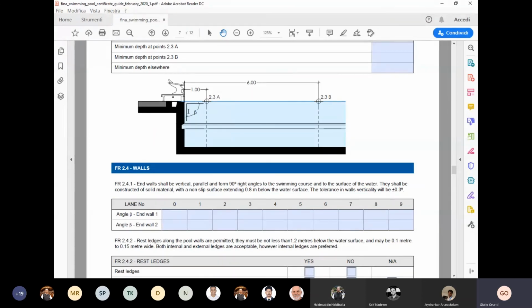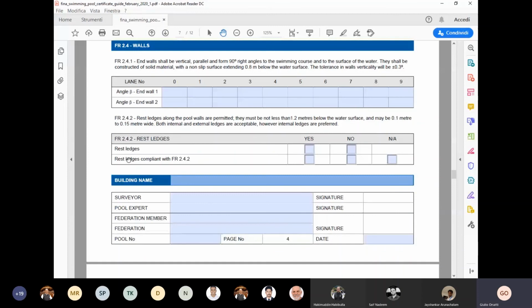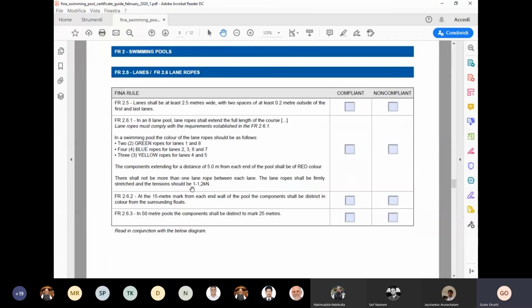As you saw earlier, we're measuring the length only on the center of the pool. So they need other measurements to make sure that the whole vertical wall is properly aligned. Then there's a paragraph about the rest ledges that we saw in the pictures earlier. And then we move to more specific items like accessories, so the lane lines.